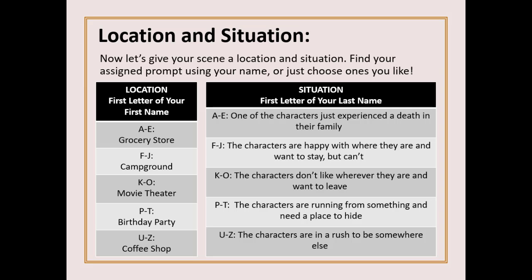And then take the first letter of your last name, and that will tell you what the situation will be that the characters are in. So my last name is Fitzpatrick, so I will look under F, and I will have the characters are happy with where they are and want to stay, but can't. Now, if you don't have a first and last name, or if you just don't like the thing that you get assigned here, feel free to choose anything off the chart, but I'll give you a second to find it, and do write it down in your notebook because I'm going to go to the next screen and this will not be displayed.